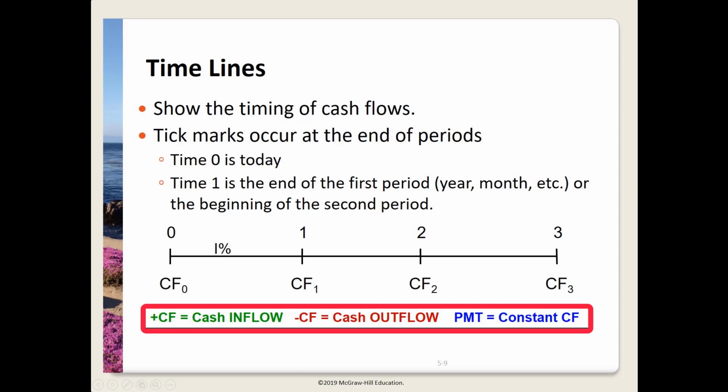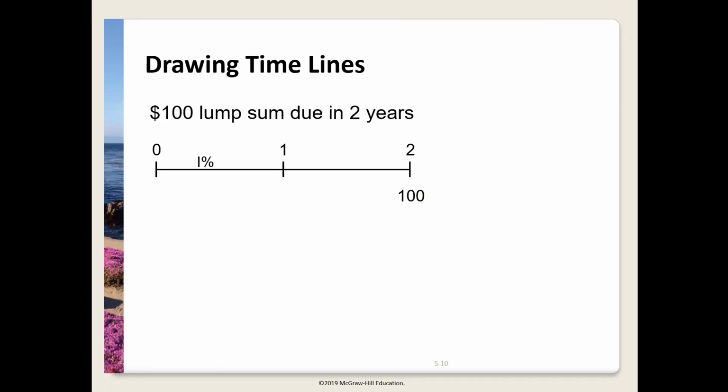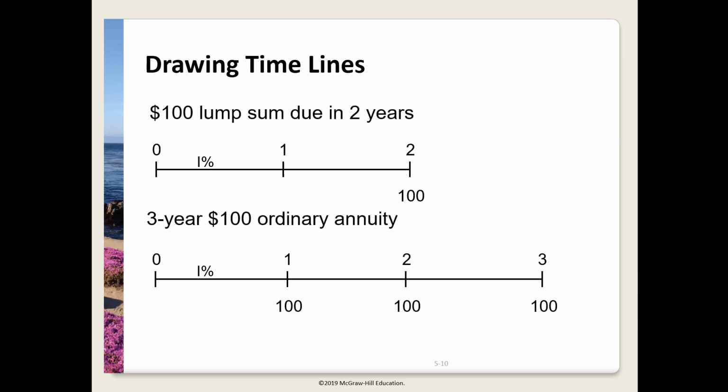When we use the term cash flow, we're implying that the dollar values are different each period. Using the term payment refers to an annuity where the cash flows are the same every period, as we'll see as we work through the examples. The upper timeline represents $100 to be received in 2 years. The lower timeline shows a 3-year $100 annuity.